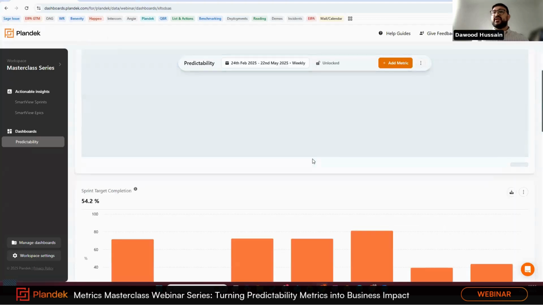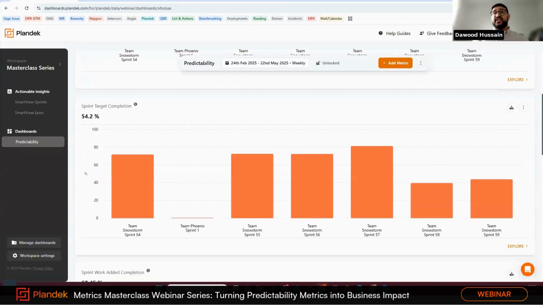I'll scroll down a little bit too. So you can see here the sprint target completion metric that we also spoke about, which is measuring how much you've completed of the original committed work by sprint end. We can see it's typically around the 70% mark for this team, and in the last two sprints we can see it's actually dropped a lot.